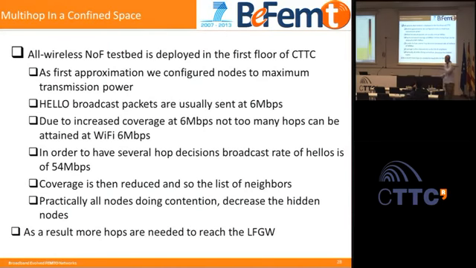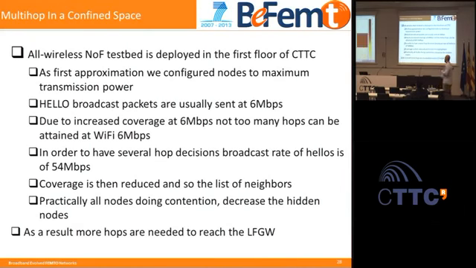The network of femtocells is deployed on a very small space, and we want to evaluate multi-hop topologies because we have to evaluate the routing protocol. So we have to force somehow multi-hop topologies. How do we do that?